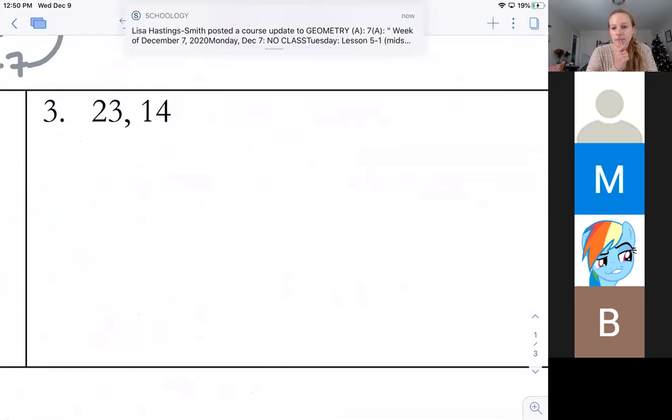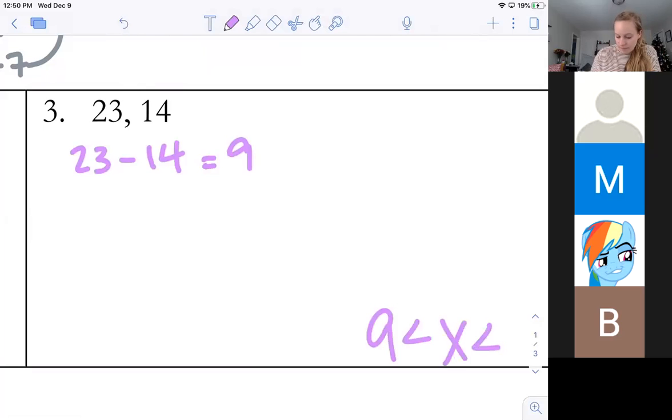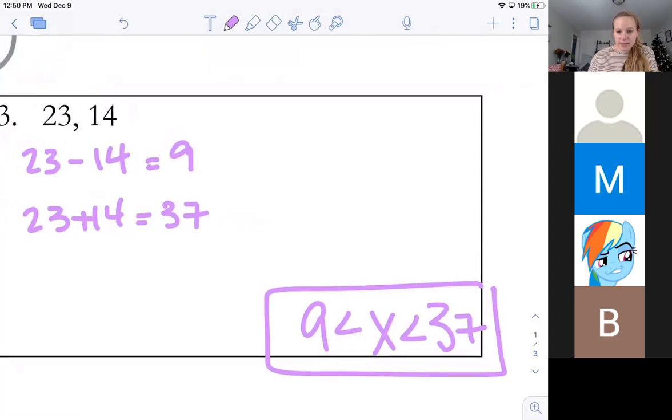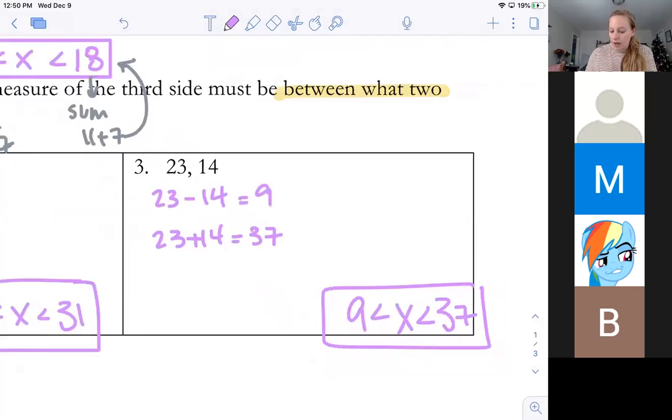Okay, Maggie, what do you think? I did 23 minus 14, which equals 9. So that would be the first number. And then I did, for the sum, 23 plus 14, which is 37, which would be the second number. Perfect. Very good. Same thing. Difference, sum. We put it in the right order. We have our inequality. Perfect.